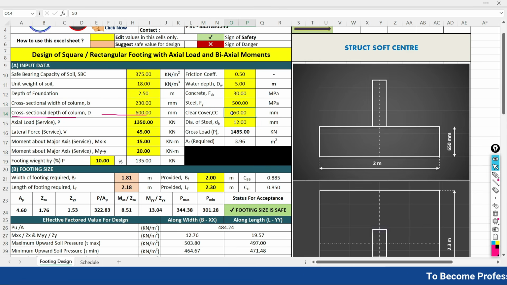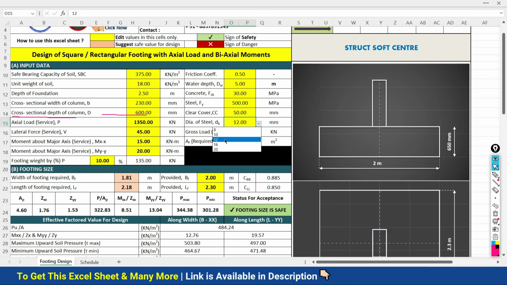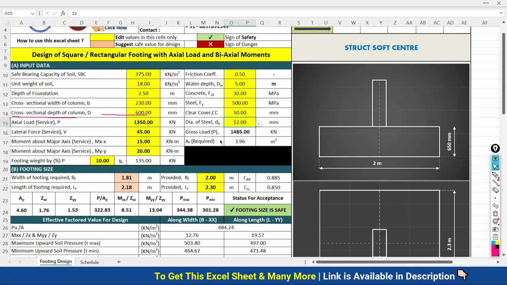Clear cover for the foundation, as you know very well, we have to define as 50 mm. The diameter of the bar at a trial stage, we can consider either 12, 16, or 25, whatever diameter of bar you would like to use. At a preliminary stage you can choose that. So I am going to take it as 12.